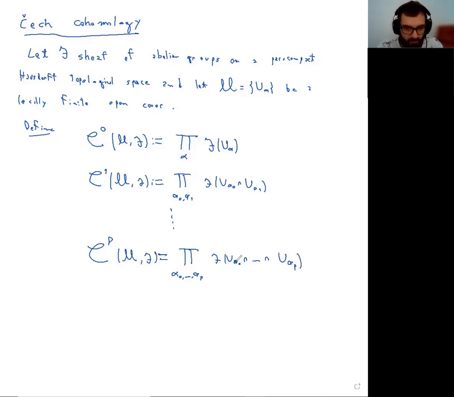And I will try to keep writing this intersection as it is, but sometimes when I'm running out of space, I'll use a shorthand notation. Sometimes instead of U alpha 0 intersected through U alpha P, I will just write U alpha 0 ... alpha P to mean the intersection.